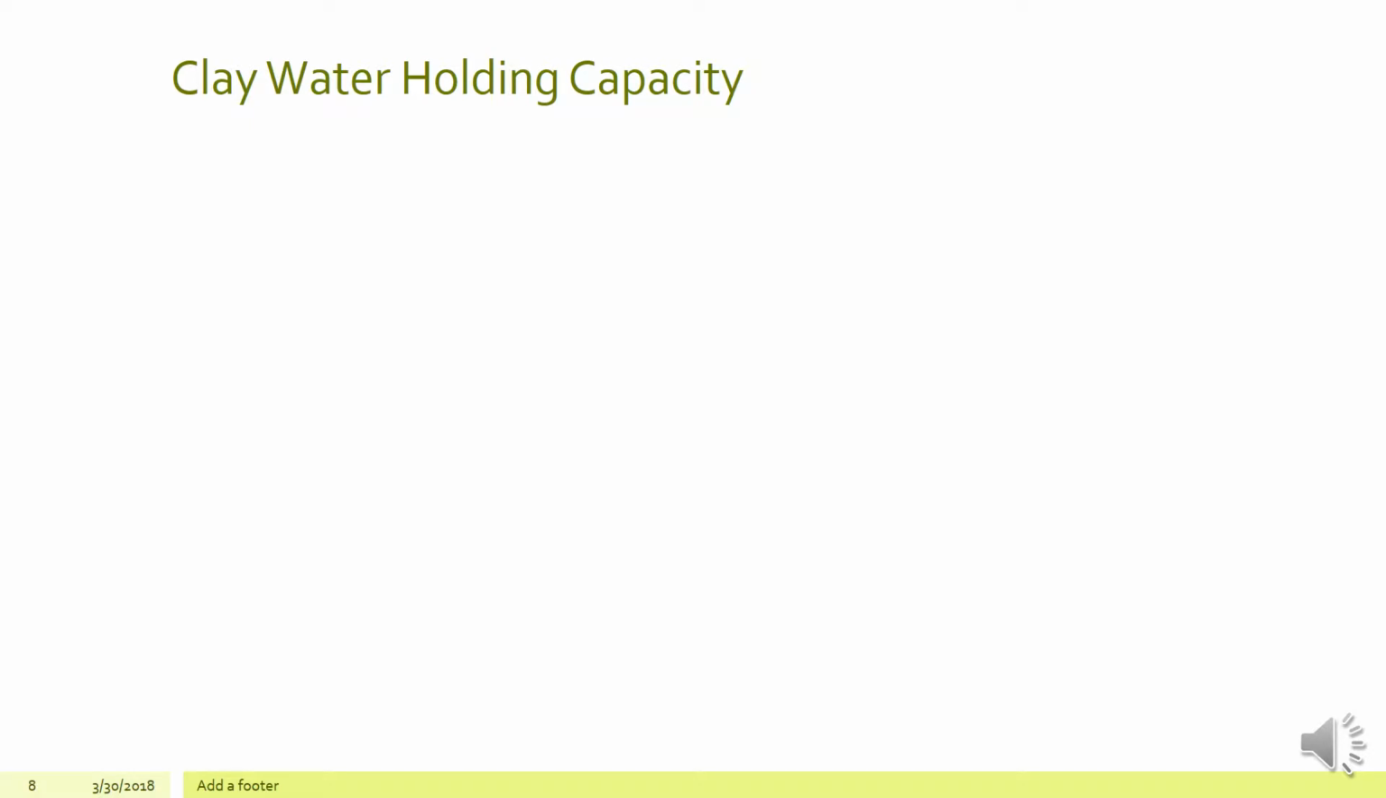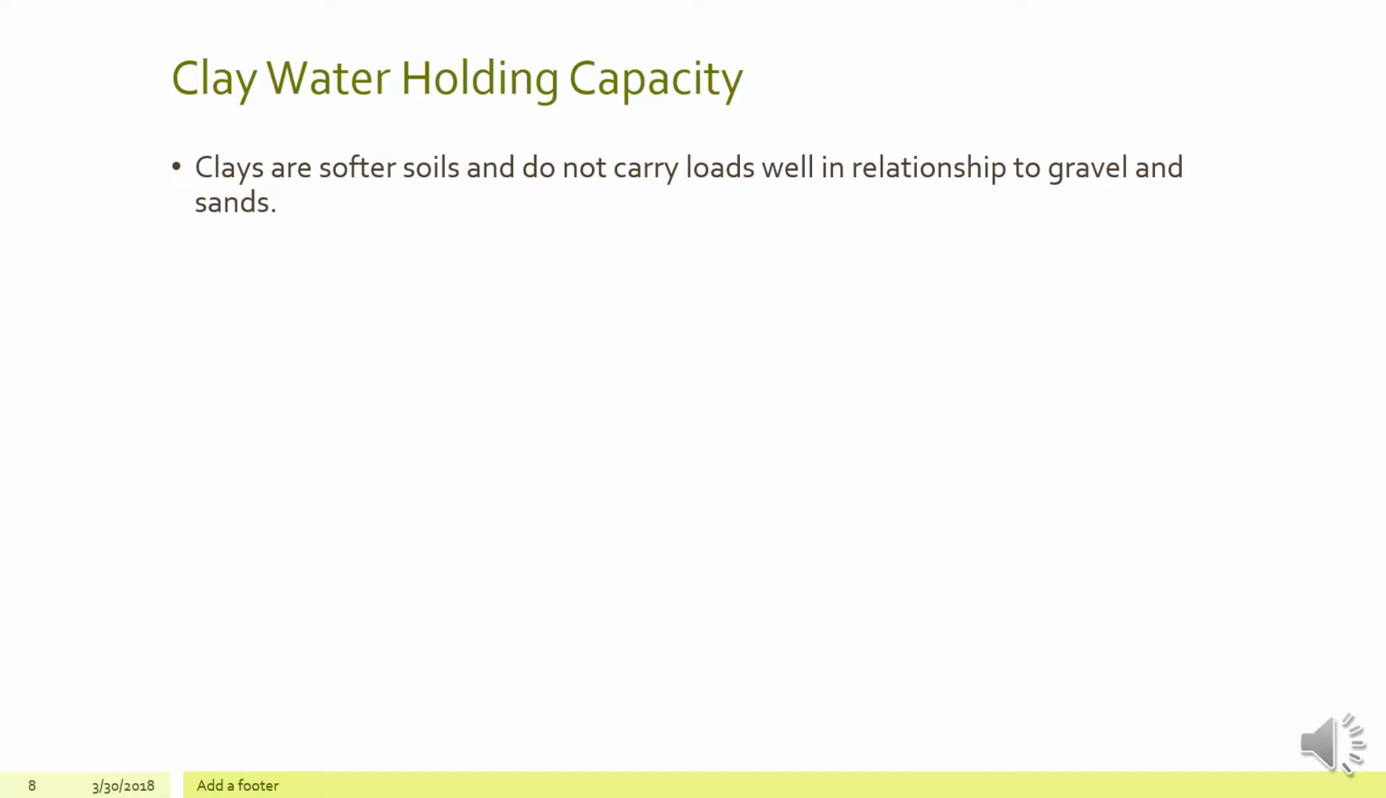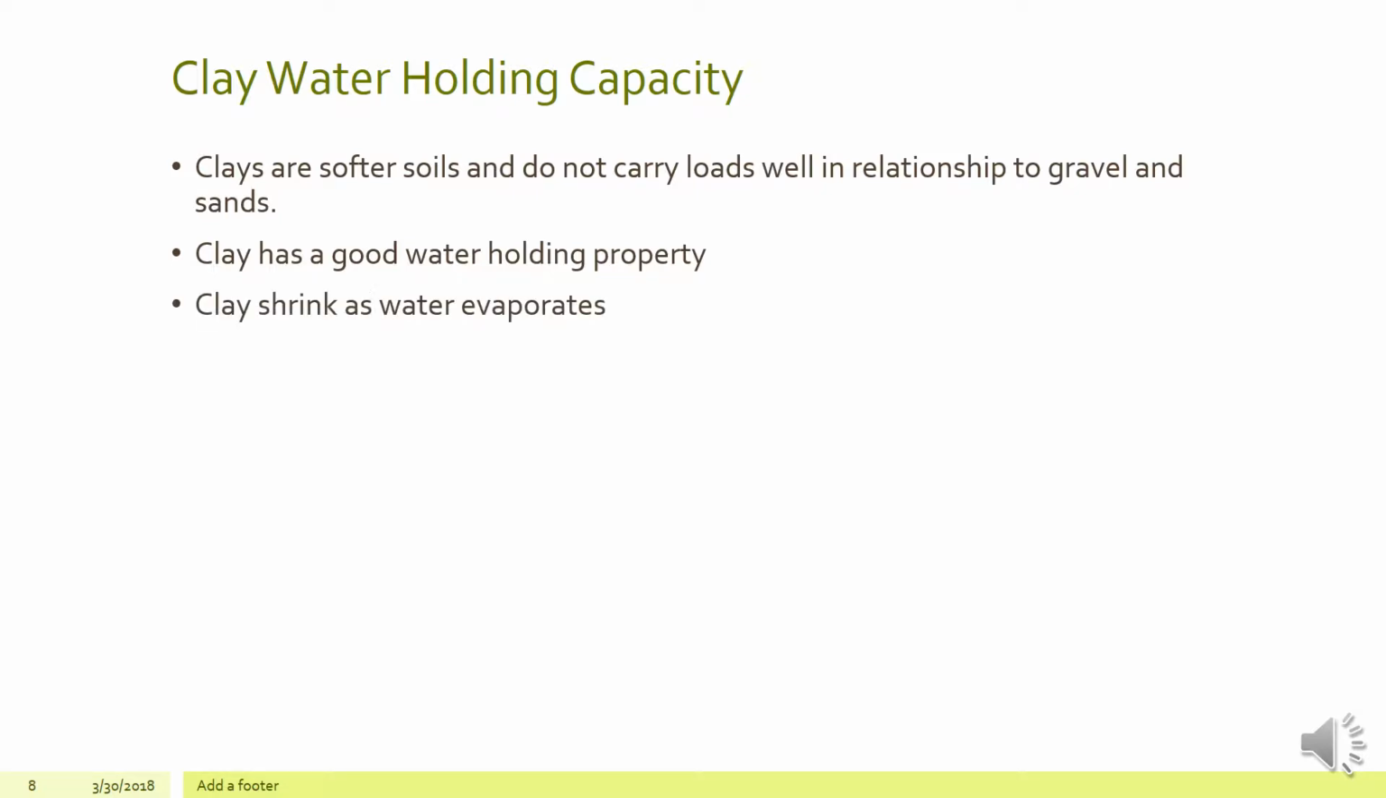As we continue to look at clay, let's look at clay water holding capacity. Clays are softer soils and do not carry loads well in relationship to gravel and sands. This is due to the fact that clay will absorb moisture and water. Clay has a good water holding property. Clay shrinks as water evaporates. So now we have to picture that movement of clay. As water comes into the picture, clay will absorb that water, which causes it to expand. As the water starts to evaporate, clay starts to lose it, and now it starts to compress or shrink.